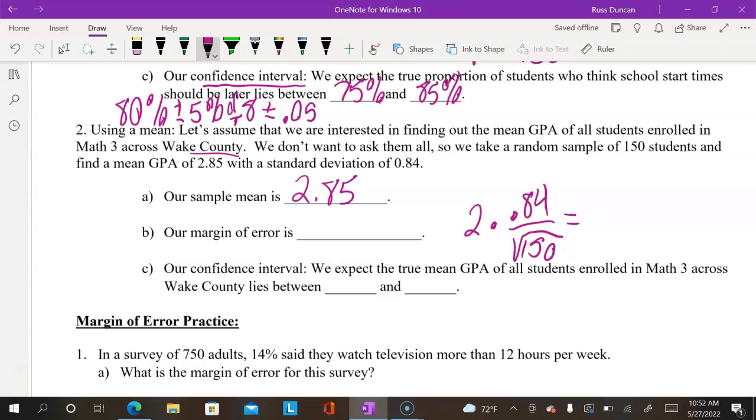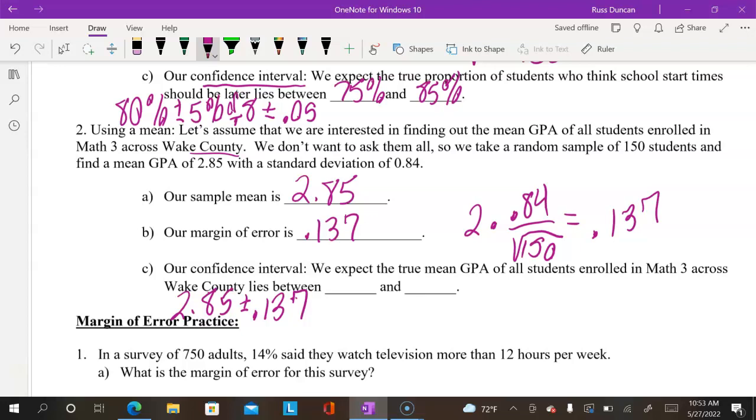So 2 times 0.84 divided by the square root of 150. And I get 0.13. So that's my margin of error, 0.137. Now this is not a percentage. What we're saying is the GPA of people is 2.85, plus or minus 0.137.